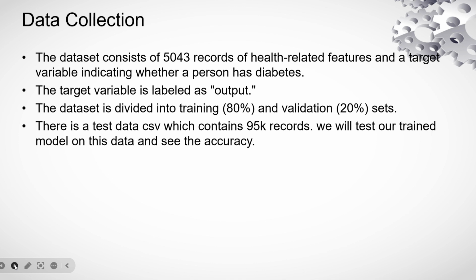This is the train data, and I have divided it into two parts: 80% for training and 20% for validation. There is the test data CSV, which contains 95,000 records, on which I will be building the output CSV file, and that is used in the final submission score.